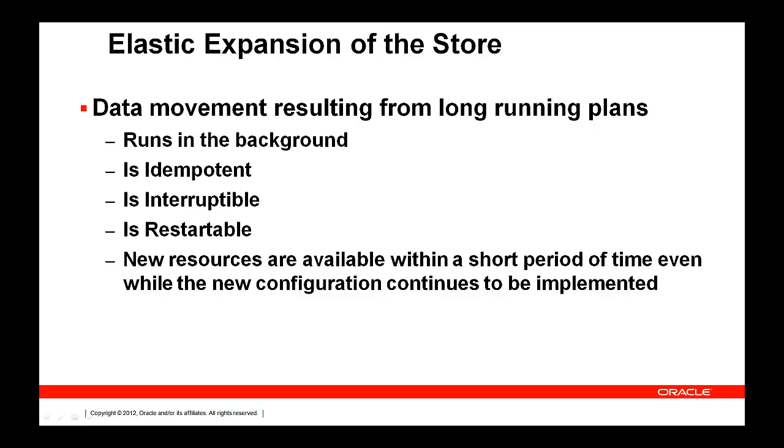Data movement from long-running plans runs in the background and is idempotent. It can be run multiple times with the same result. It's also interruptible at any time. For example, the company may have a peak workload period during the day and may want to interrupt the data movement and then restart it after that peak period. It's also restartable. New resources are available within a short period of time, even while the new configuration continues to be implemented.